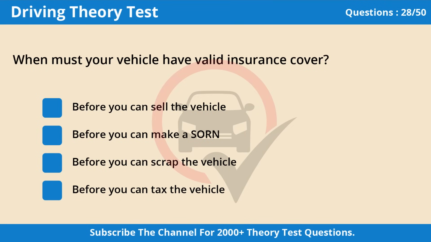Question 28. When must your vehicle have valid insurance cover? A. Before you can sell the vehicle. B. Before you can make a SORN. C. Before you can scrap the vehicle. D. Before you can tax the vehicle.